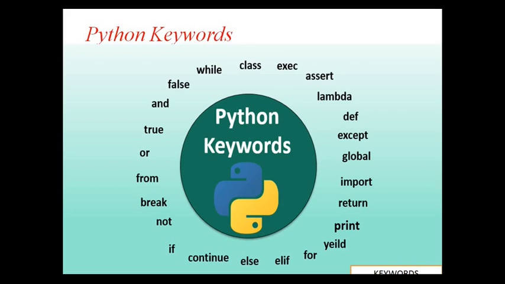Next are some keywords. Keywords are basically fixed words that can't be changed and can't be used as a variable name. So here is a list of keywords in Python.